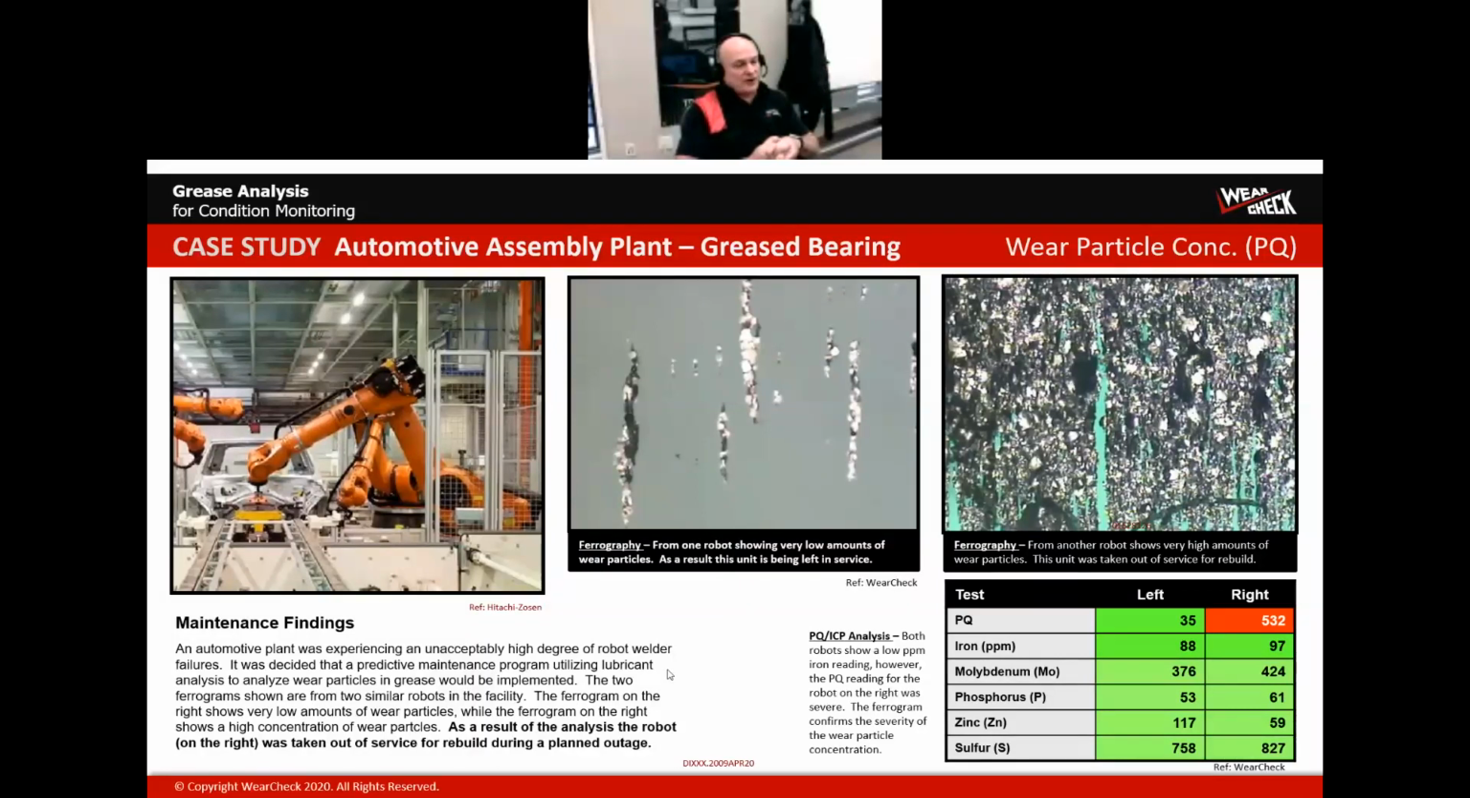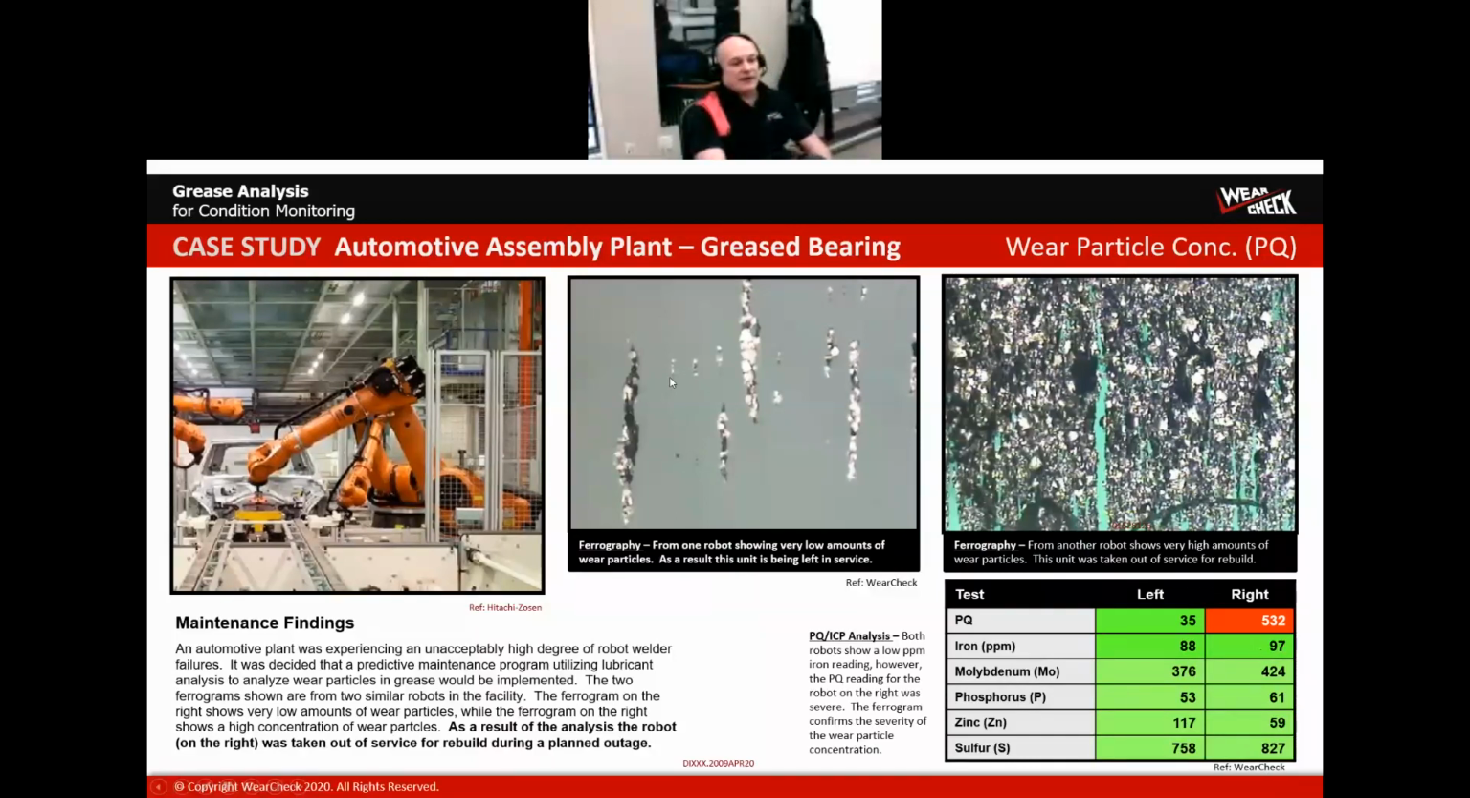and then we also did ferrography, analytical ferrography, where we literally extract the wear particles out of the grease, remove the thickener and the oil with a solvent and fix the wear particles, and then look at it under a metallurgical microscope setup. So the two examples we use here, one of them had a low PQ of 35, the other had a significantly higher PQ of 500. The ppm levels from the ICP though were quite similar.